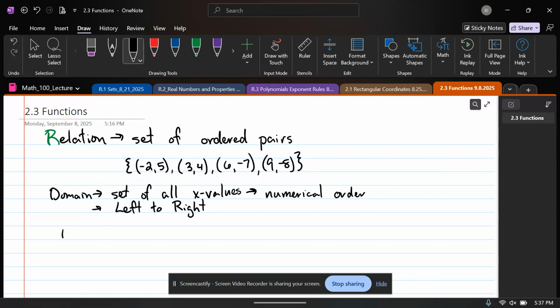Okay, so for this particular set that we have there as an example, the domain of this set is going to be -2, 3, 6, and 9. Just the x values. That's all the domain is. It's just the x values.